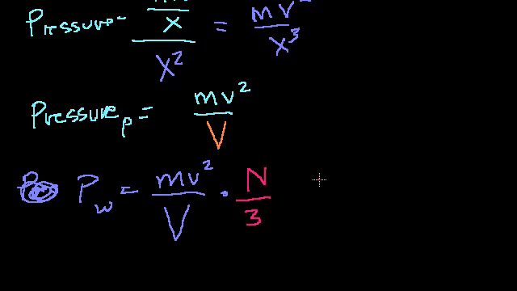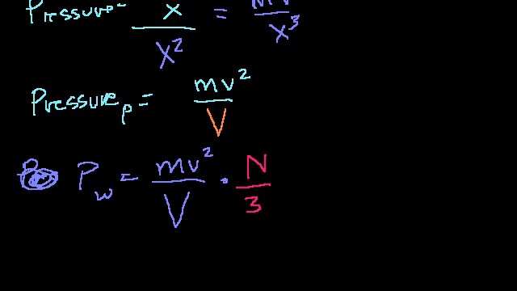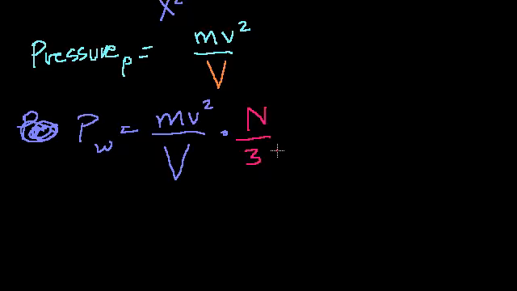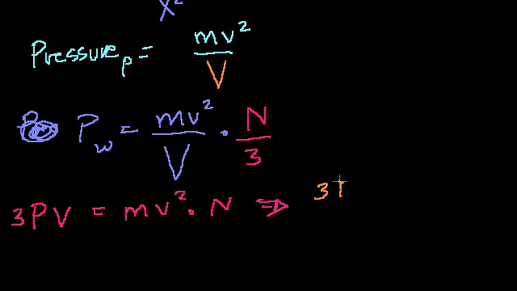Let's see if we can manipulate this thing a little bit. So if we multiply both sides by, let's see what we can do. If we multiply both sides by 3V, we get pV times 3, right, is equal to mv squared times n, where n is the number of particles. Let's divide both sides by n. So we get 3pV over, actually no, let me leave the n there.